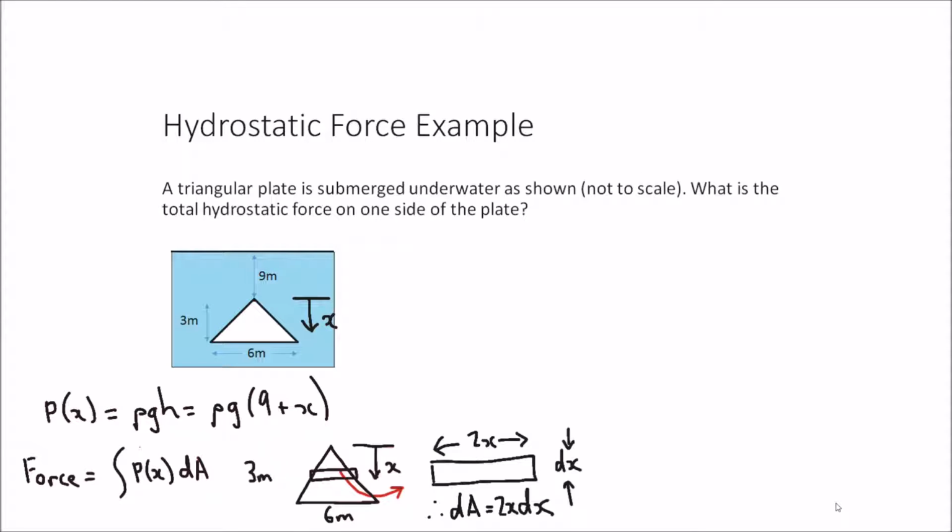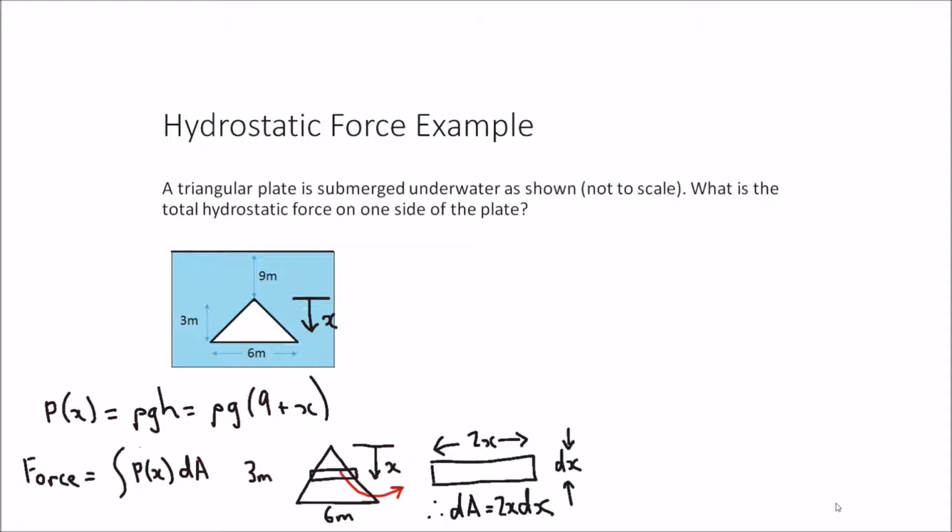And now we're on to our hydrostatic force example. In this problem we have a triangular plate submerged underwater. We want to know what the total force due to water pressure is on one side of that plate. To do this we need to compute pressure as a function of depth. We introduce a variable x, which measures the distance from the top of the plate downwards, and we can see that the pressure is going to be a function of that x. The rho g times 9 is going to be the pressure at the top of the plate, and rho g times (9 plus x) is going to give us the pressure at any point along that plate.